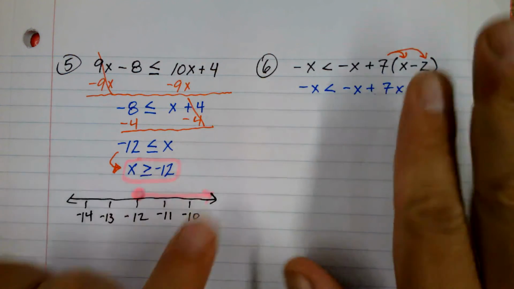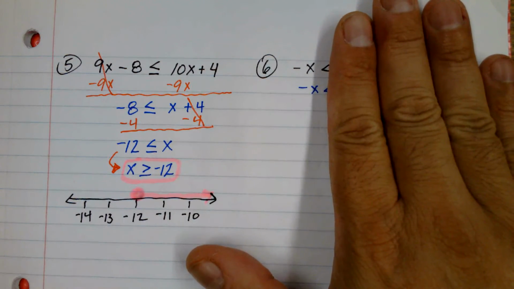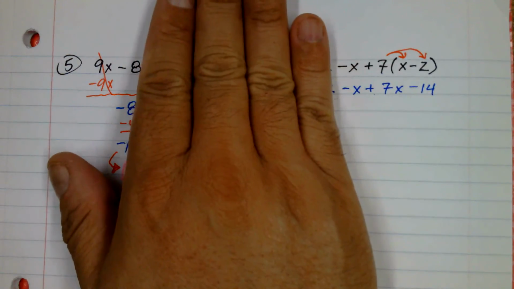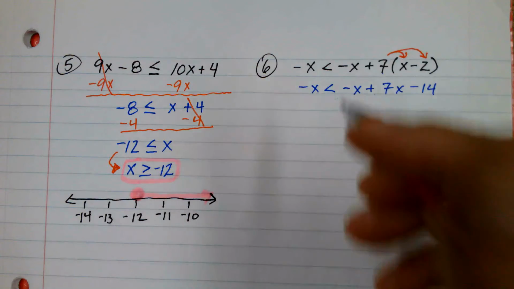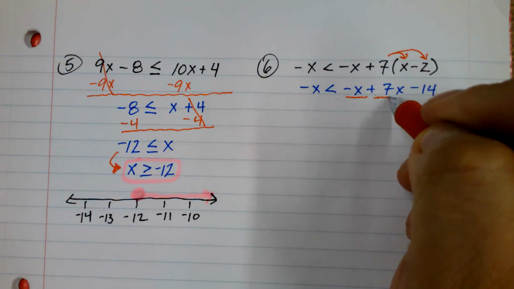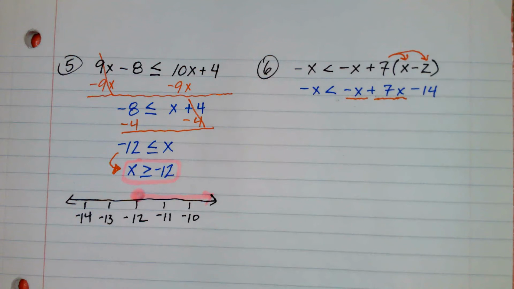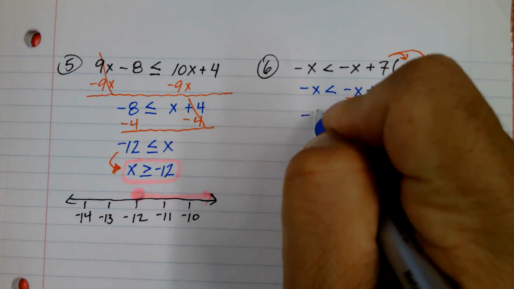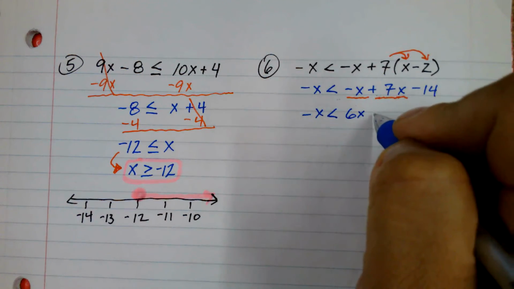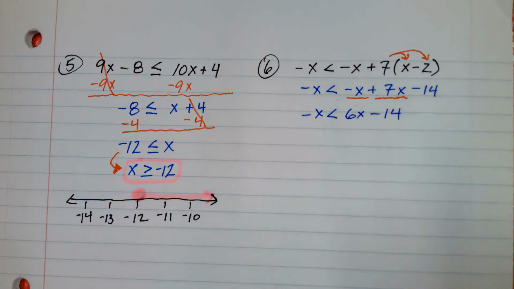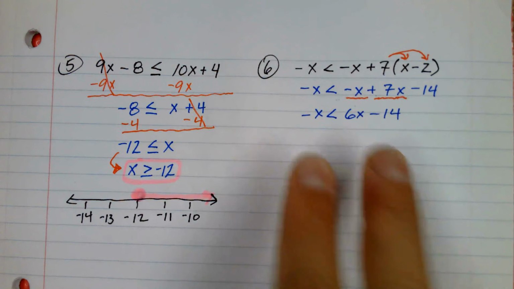So over here on the left side, just negative x, nothing to combine there. On the other side, we got negative x and 7x. These two. What do I get when I combine negative x with 7x? I get 6x. So let me fix that. Negative x is less than 6x minus 14. Okay? So now I got variables on both sides.